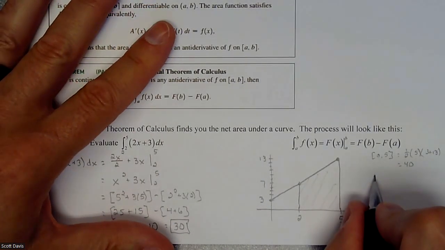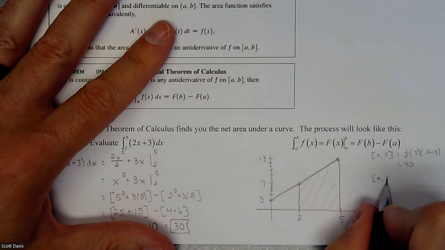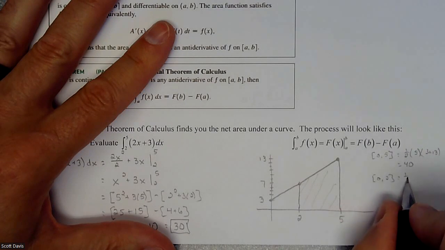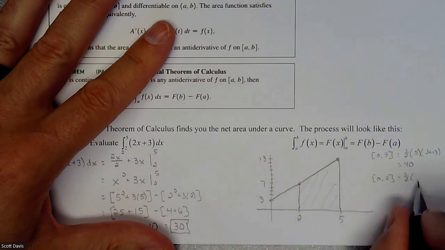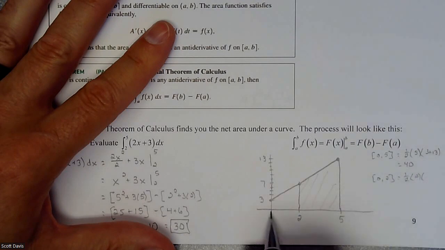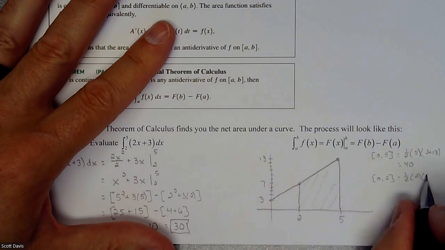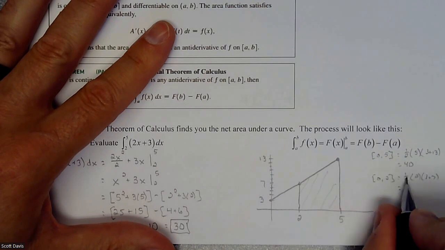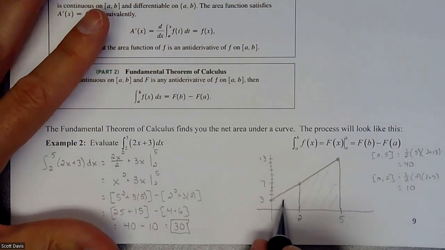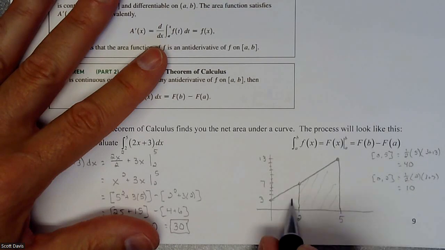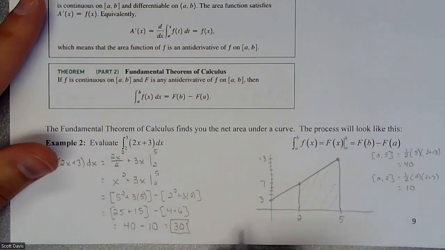Then we want to figure out what the area from 0 to 2 is. That would be 1/2, this gap would be 2, and then our parallel sides would be a height of 3 and a height of 7. So 3 plus 7, we're looking at 10. Half of 10 is 5, times the 2 is 10. So that area is 10. The whole thing is 40, that area is 10, and that's what ends up happening.